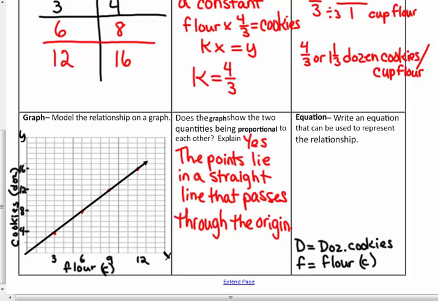Write an equation that can be used to represent the relationship. Well, that's what we did in lesson 8 and 9. What is the equation? The equation is y equals my constant of proportionality, 4/3, times my x. y equals 4/3 x. Or I could use the letters of this problem. Oh, D is for dozens of cookies. Well, that's the y. D equals 4/3, and flour, cups of flour, is my x. So dozens of cookies is equal to 4/3 times the flour.